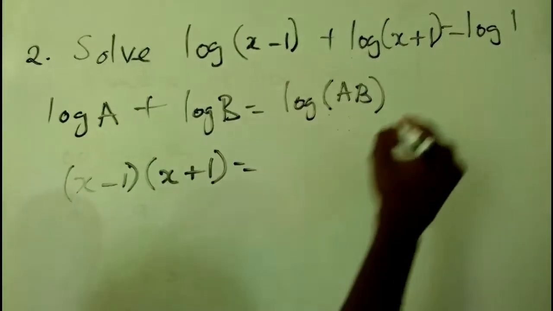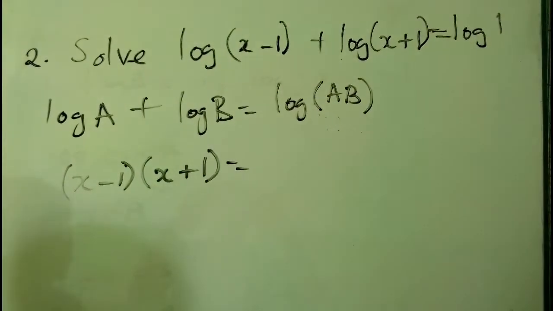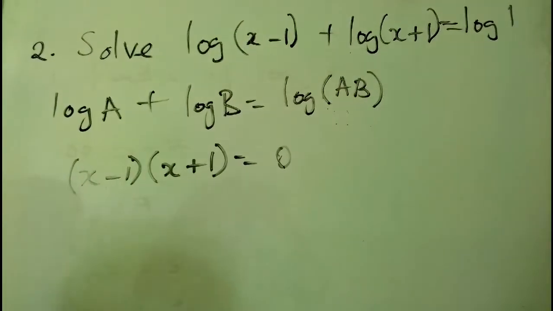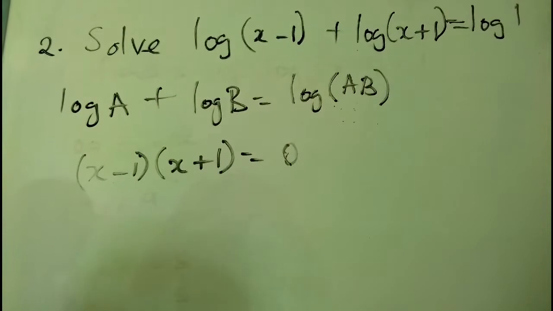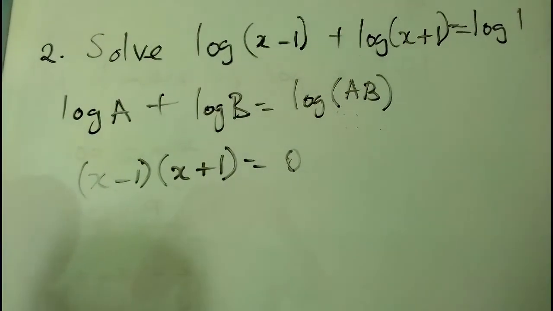And then on our right hand side here, we have log 1. We know that log 1 is equal to 0. Log 10 is equal to 1, but log 1 is equal to 0 because it's below the log table.